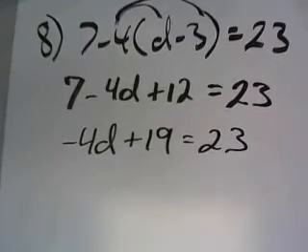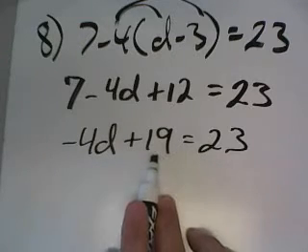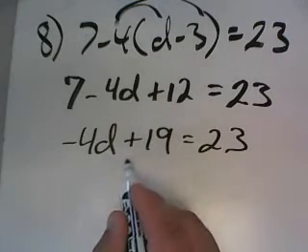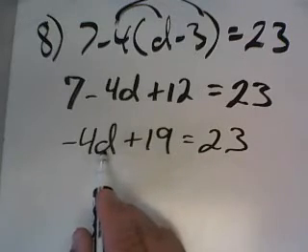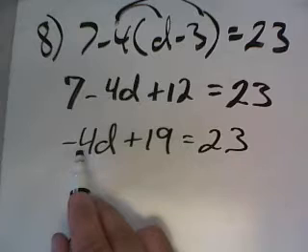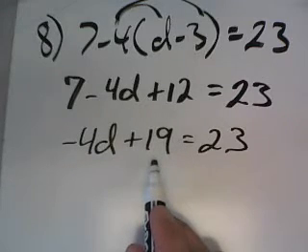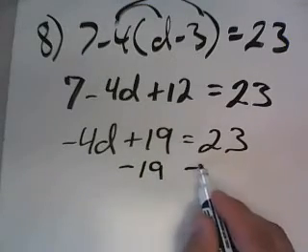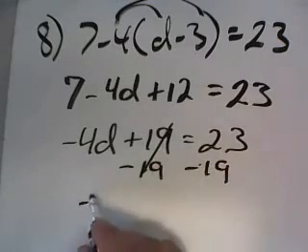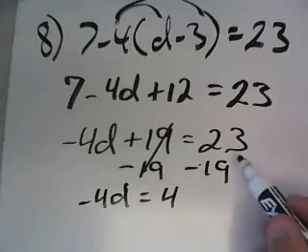On this two-step equation, we want the d by itself. We want to get rid of the negative 4 and the 19. So we're going to start undoing what we would do last in the order of operations. If I knew what d was, I'd multiply by negative 4 and then add 19. So I'm going to undo it in reverse order. I'm going to subtract 19 from both sides. So we have negative 4d is equal to 4.